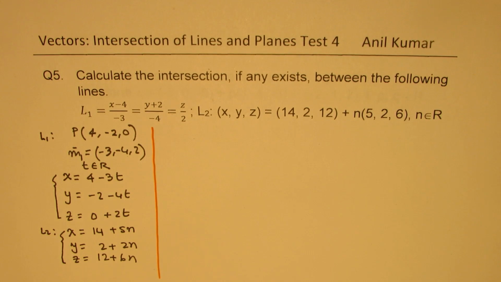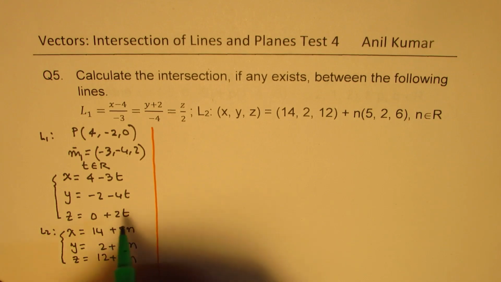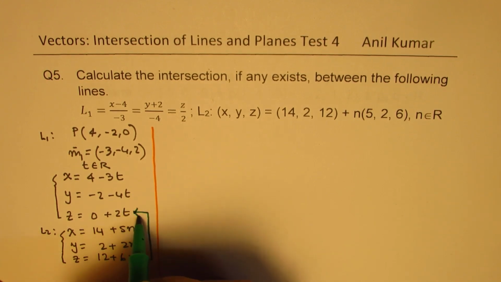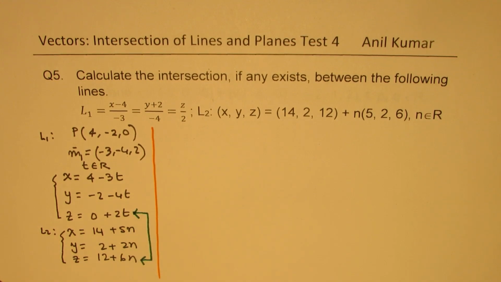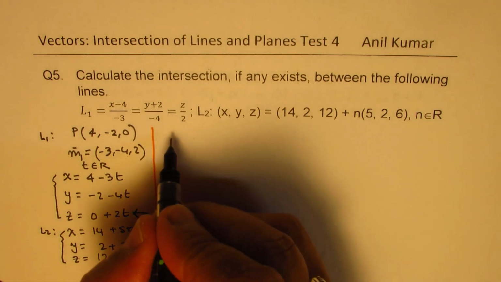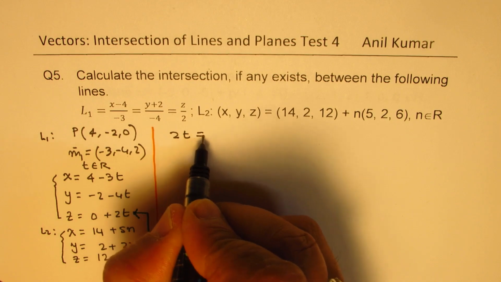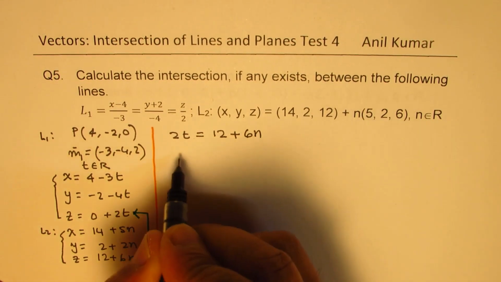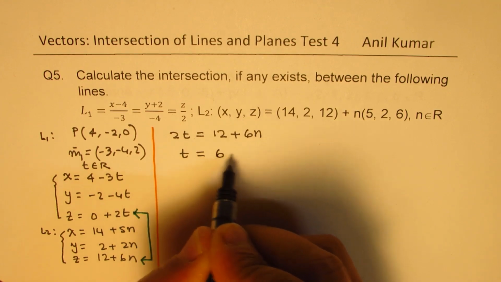Now what we notice here is that for z, we could equate this to the same thing and then isolate t. So these two are good equations to work with. So using these two equations, we get 2t equals 12 plus 6n, or t is equal to 6 plus 3n.